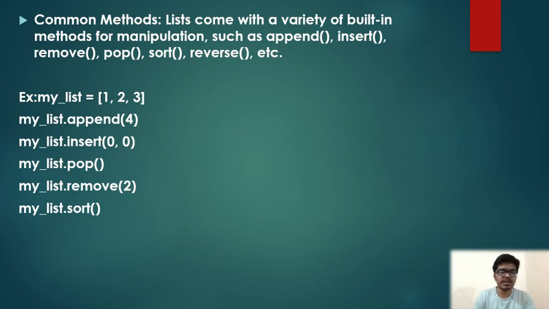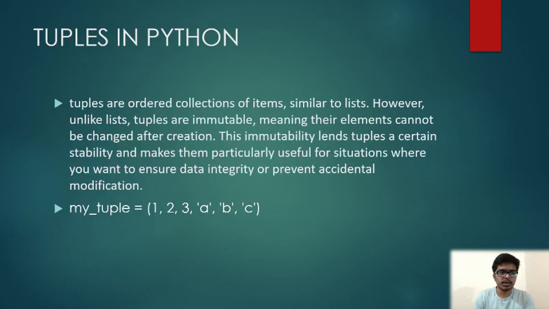Common methods. Lists come with a variety of built-in methods for manipulation such as append, insert, remove, pop, sort, reverse, etc. Here insert means inserting a value into the list. my_list.remove represents removing a value from the list. my_list.sort represents sorting the list in either ascending or descending order.